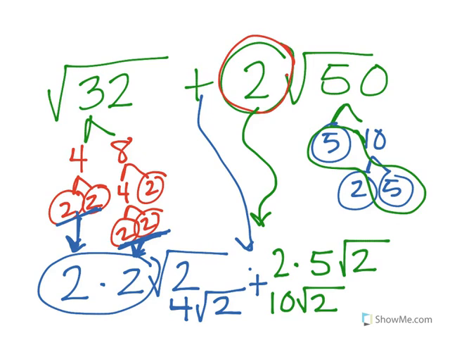And now, are the radicands the same? Yes. You don't have to change it. What do I add? 4 and 10, which is 14. So what's my answer? 14 square root of 2.